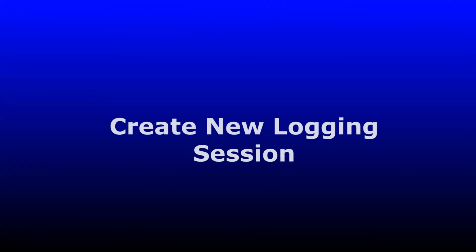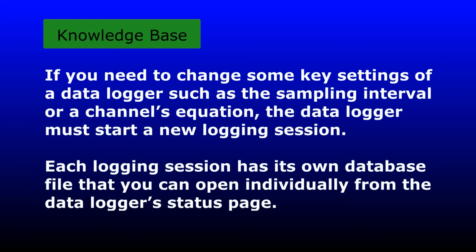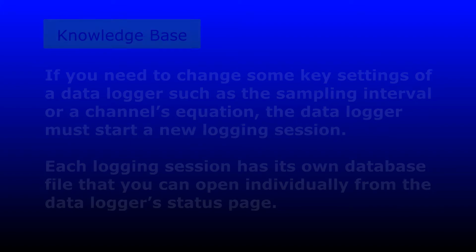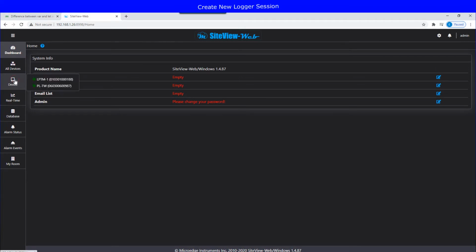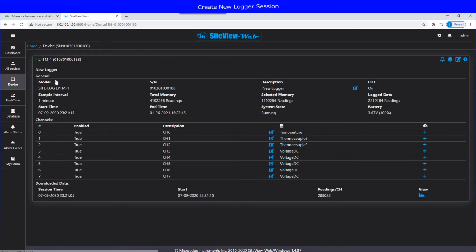Create new logging session. If you need to change some key settings of a data logger, such as the sampling interval or a channel's equation, the data logger must start a new logging session. Each logging session has its own database file that you can open individually from the data logger's status page. Visit the data logger's status page first by selecting it from the list.